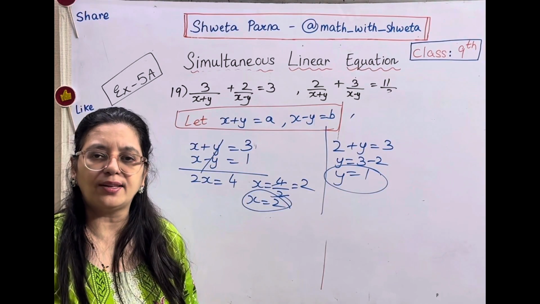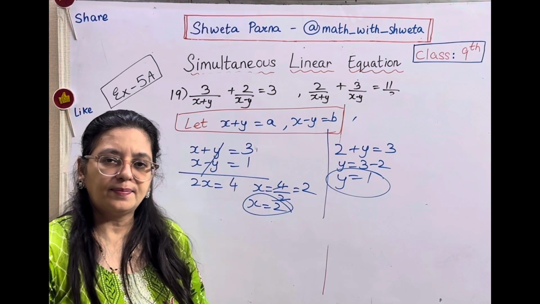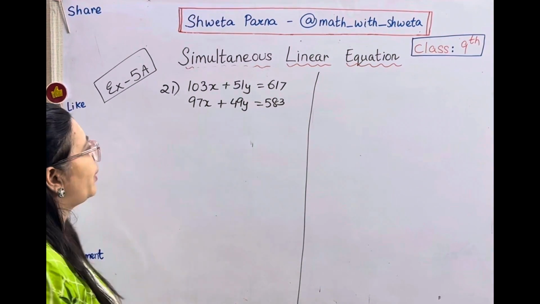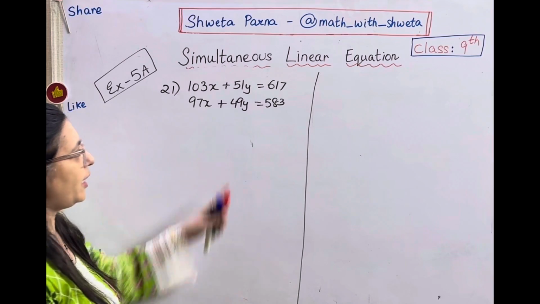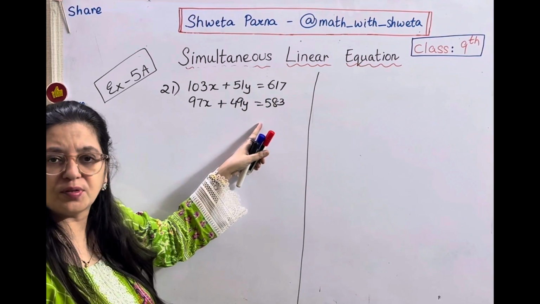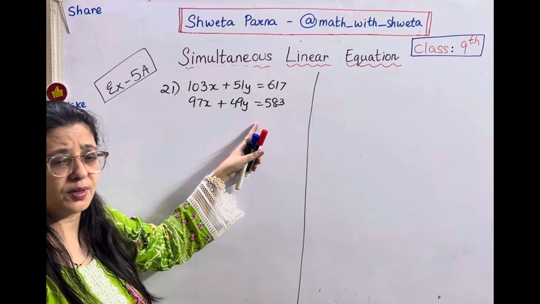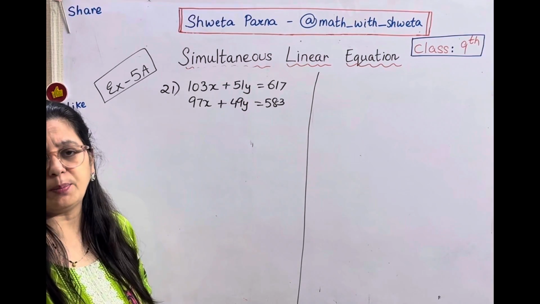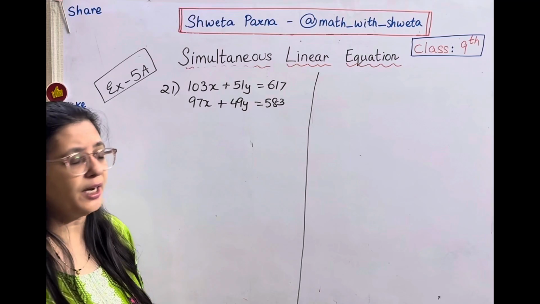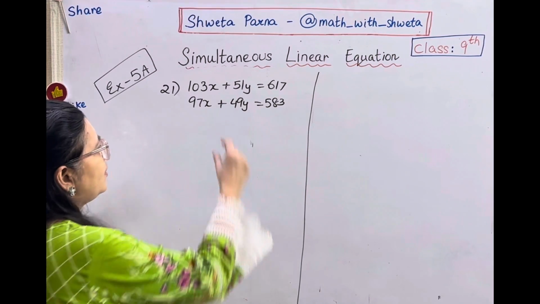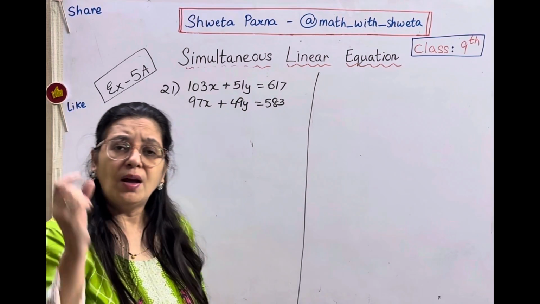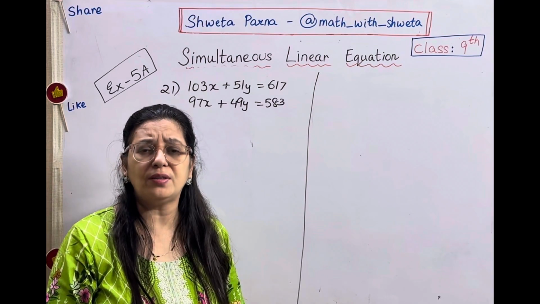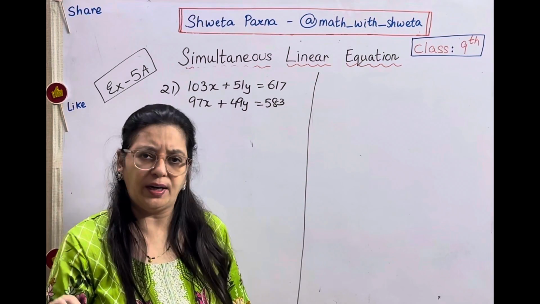Come on, let's go to the next one. Let's go to the next question. Question number 21. 103x plus 51y. So if you see the question, the numbers are huge, right? If you want to find the LCM and then multiply, it would be time-taking, right? Instead, what we can do, since there are two equations, is add both the equations and subtract both equations so that we get a simplified equation.